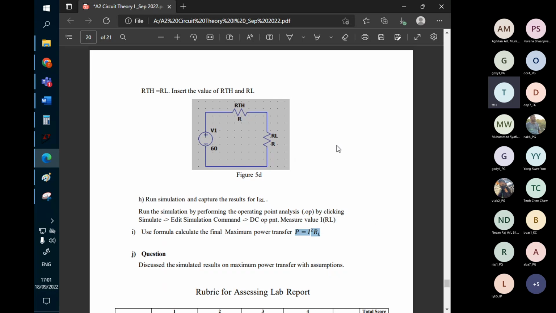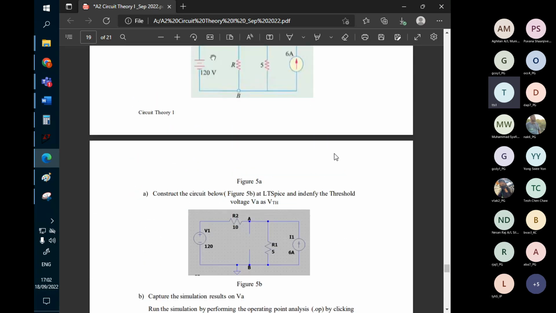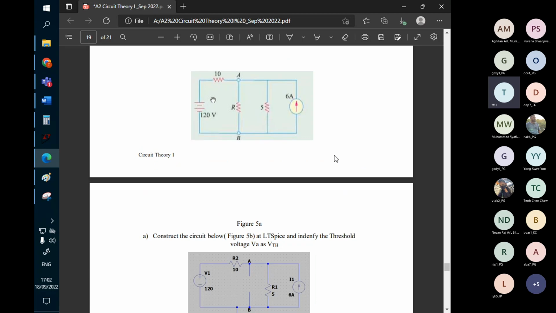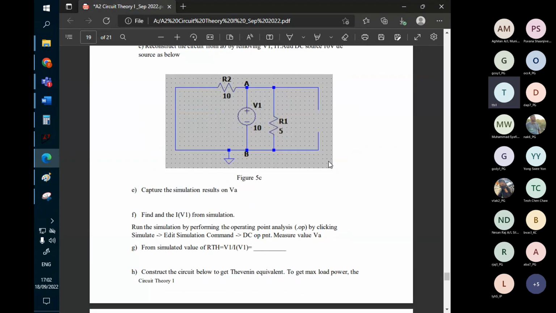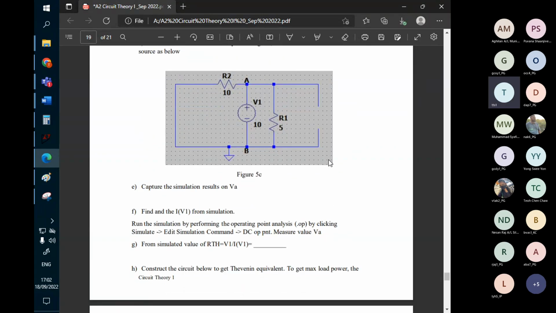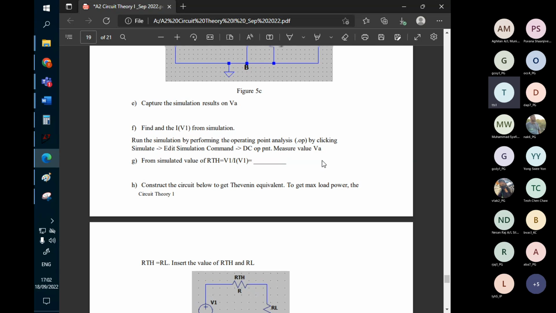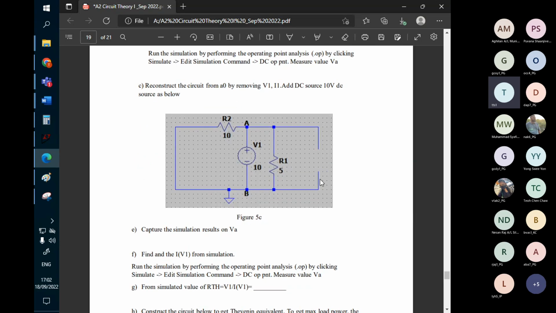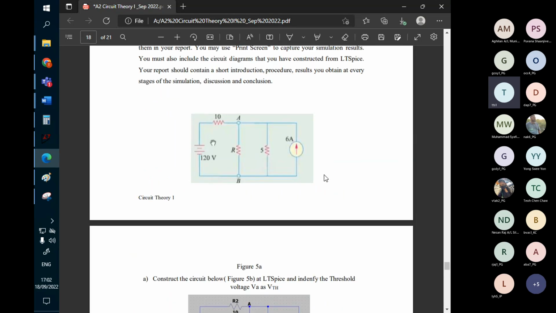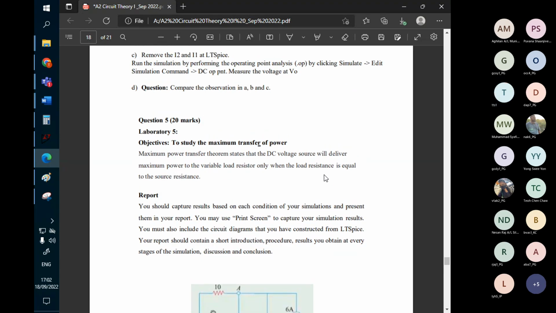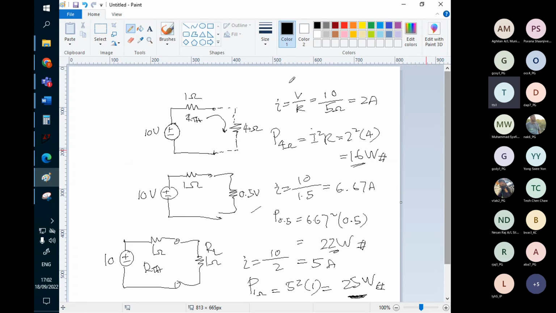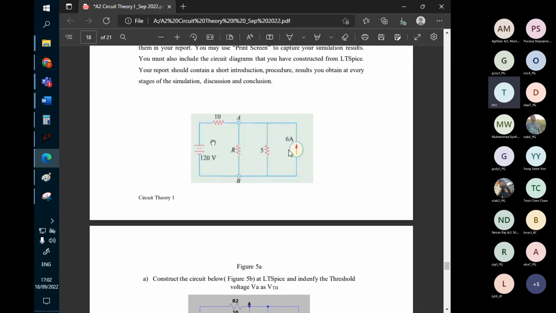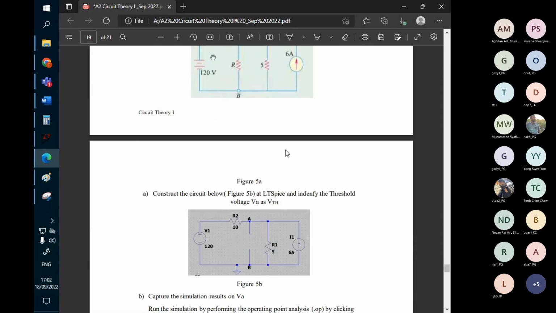Okay, so I leave you guys to try this out on your own. I will come back about half an hour later to go through with you, to make sure your simulation result is correct. Okay, so I'm going to leave you guys to try this. Just follow the steps since you already know the theory behind. Just go ahead and try this one.